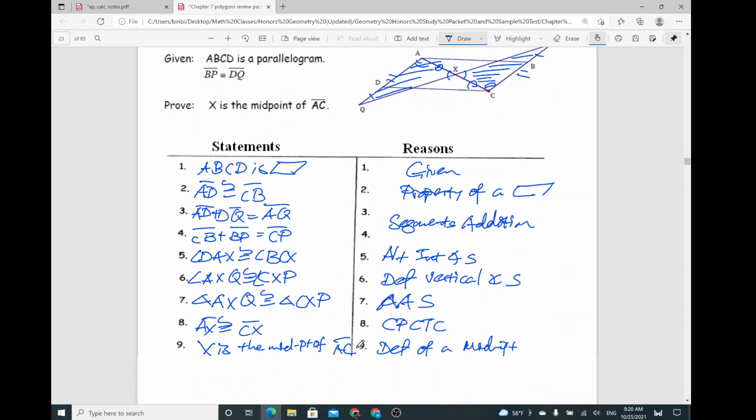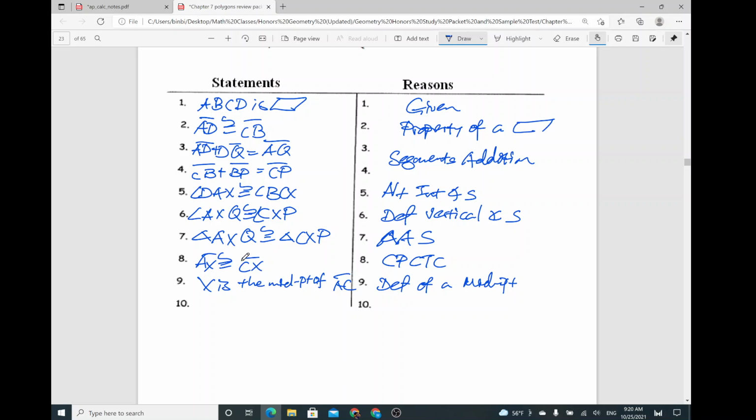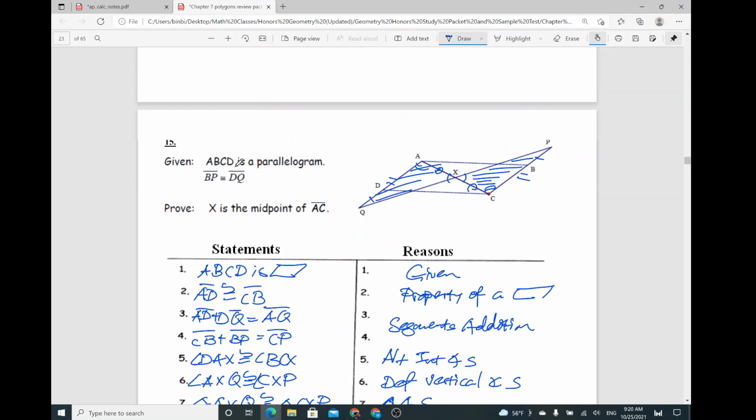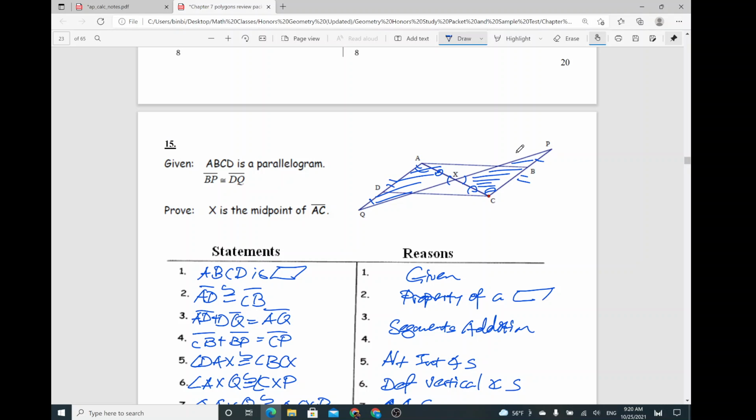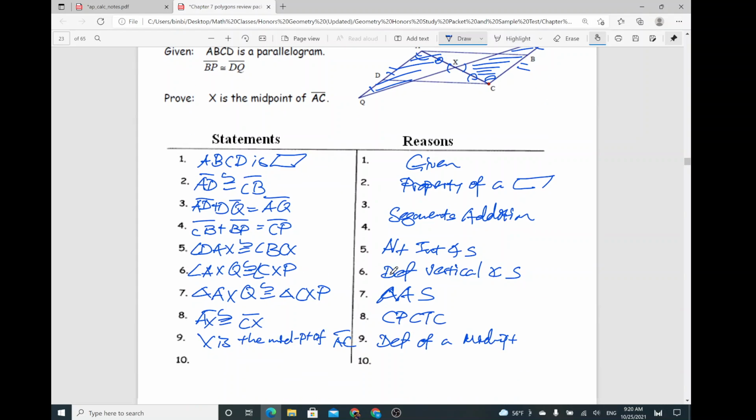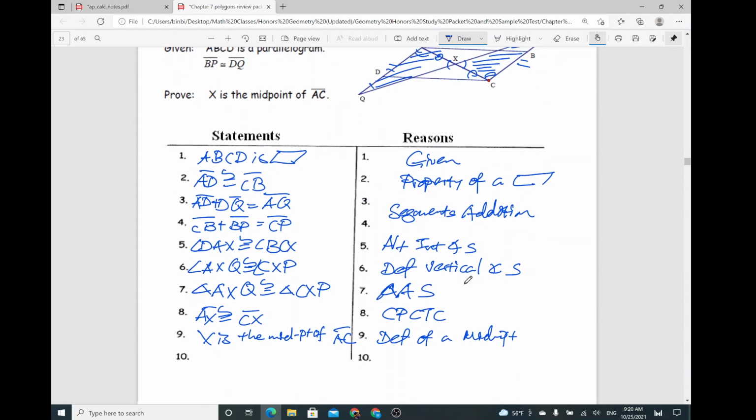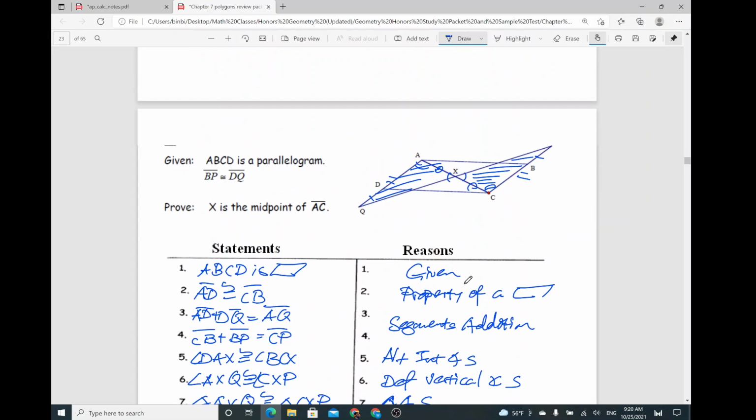Alright, so this one is just one of those proofs. It doesn't require that 10 statements. I can add on one thing here: the segments that are parallel. AD is parallel to BC, so we can show the alternate interior angles. So if you want to add it on.